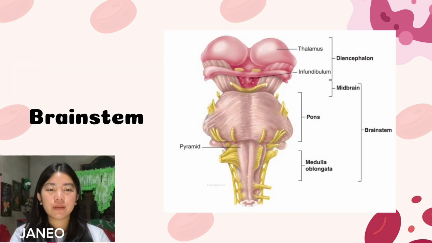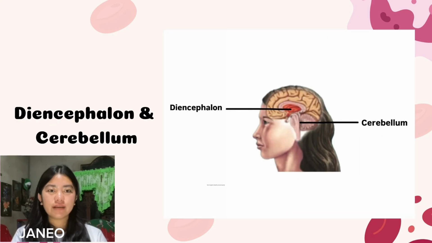The brainstem, that includes the midbrain, pons, and the medulla oblongata, connects the spinal cord to the rest of the brain. The medulla oblongata is critical as it contains centers that regulate basic life-sustaining functions like heart rate and breathing. The diencephalon includes the thalamus, which is the major relay station for sensory input, and the hypothalamus, which controls things like body temperature and hunger.